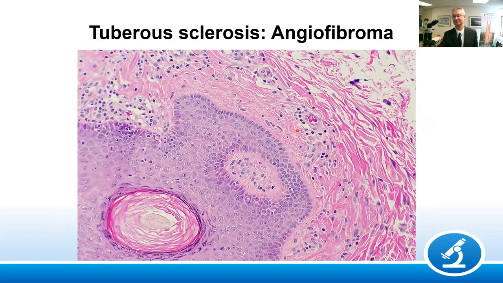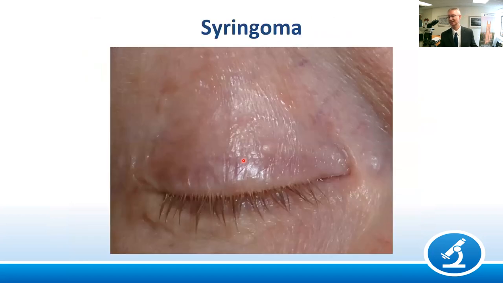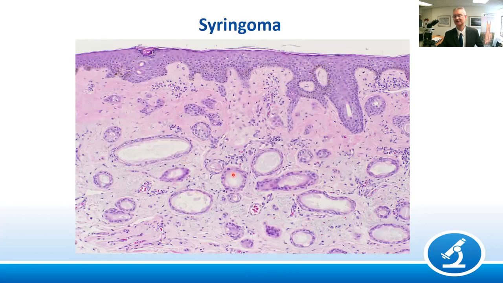This almost fibrotic appearance deep to the epithelium, and increased vascularity throughout the deep stroma. Syringoma, another classic dermatopathology diagnosis that I see a few every year, but these bumps, multiple bumps along the eyelid. And of course, the classic ductular type, you know, fish-like, tail-like structures within the dermis.